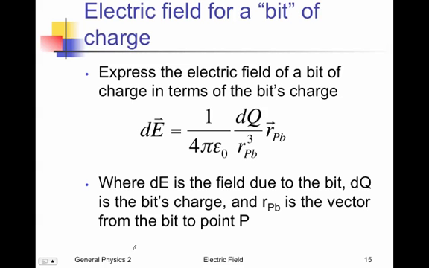One is the way you calculate the field for a bit of charge. Let's say I have a distribution of charge, say a sphere, and I want to calculate the electric field due to that entire sphere of charge. What I can do is break my sphere up into little teeny tiny bits, and each little teeny tiny bit will have a field given by Coulomb's law. So we can use Coulomb's law to figure it out.